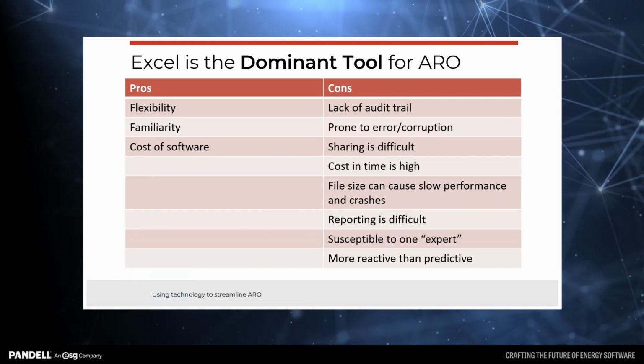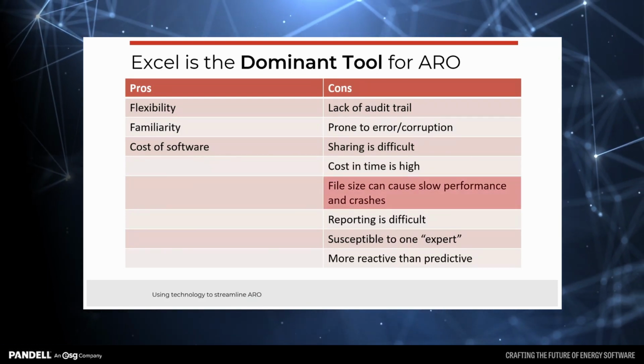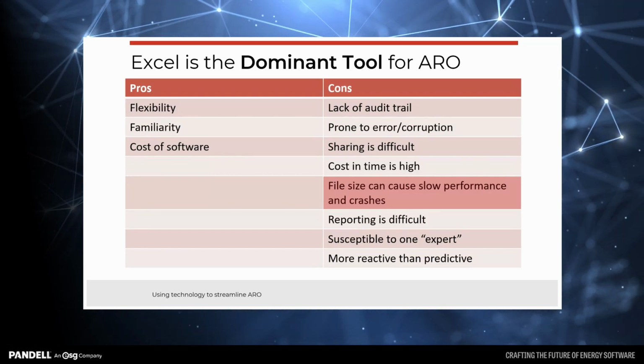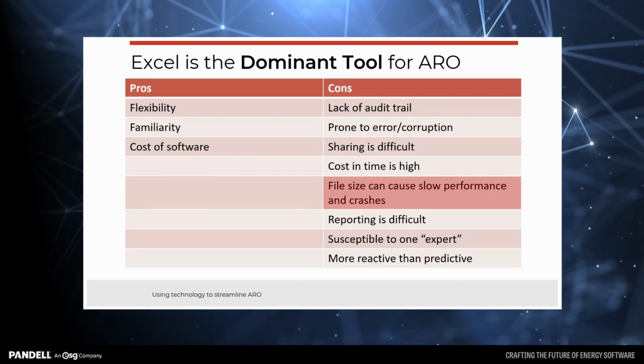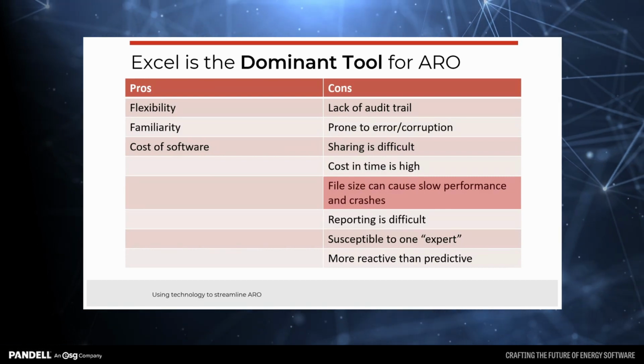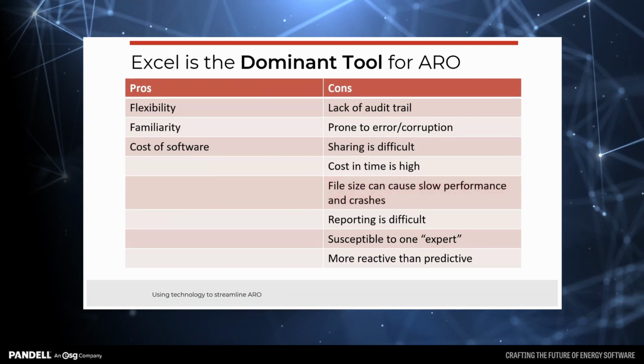There's limited scalability. Excel may struggle to handle large data sets or complex calculations that are required for comprehensive ARO management. As the volume of data and complexity of your ARO calculations increases, your Excel performance may degrade, which is going to lead to slower processing times and potential system crashes.